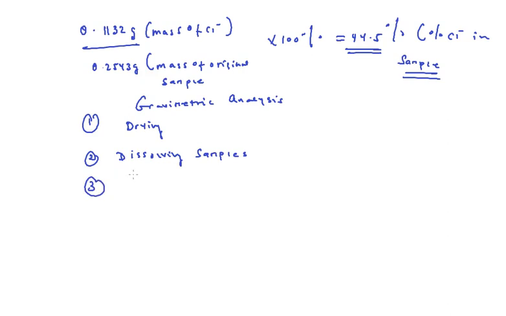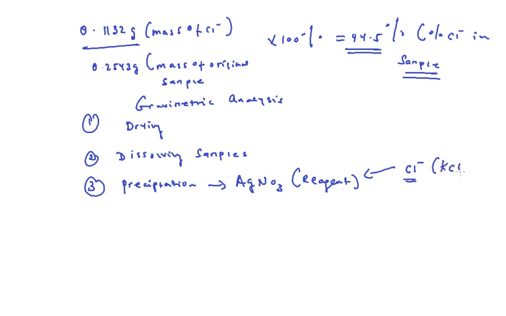Third, the constituent has to be precipitated in the form of a substance by adding a suitable reagent. Precipitation can be done by adding silver nitrate solution. That's our reagent. This has to be added to the unknown mass of chloride. It can be potassium chloride, or sodium chloride, or anything, but it's an unknown sample. AgNO3 is our reagent to get silver chloride, which is our precipitate.